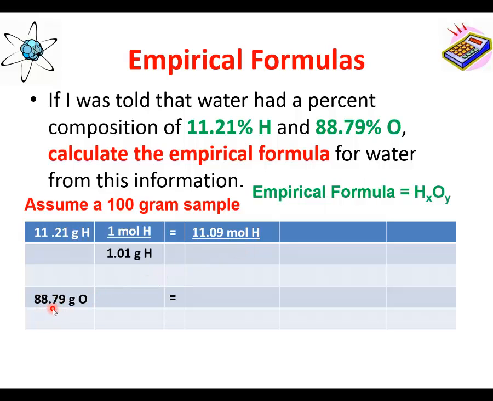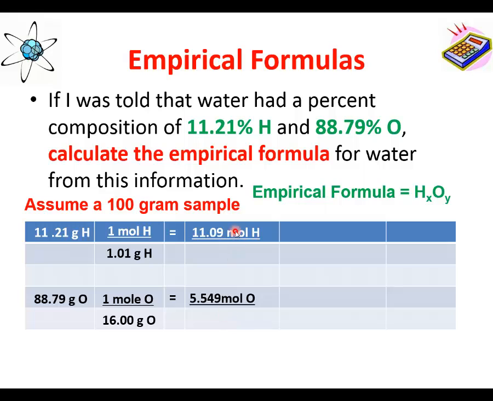So I have 88.79 grams of oxygen. Divide by the molar mass of oxygen of 16 from the periodic table. That gives me 5.549 moles of oxygen. Now this isn't simple whole number ratios, is it? So I need to go ahead and take one more step and try to simplify this ratio.